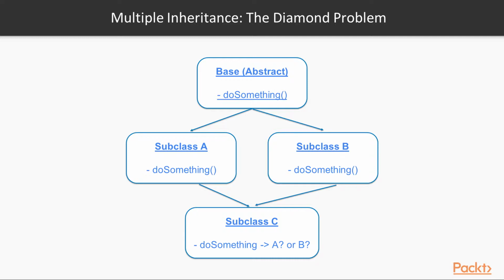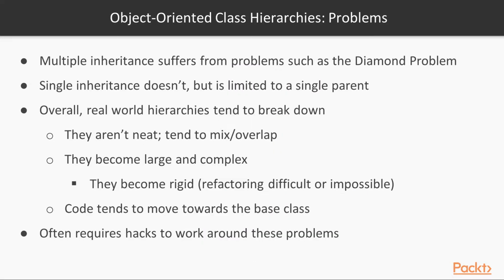Let's summarize the problems we have in total with single and multiple inheritance. There are many points here. We've seen that single and multiple inheritance have issues, but more than that, the attempt to model using a hierarchy often becomes large and complex. In particular, hierarchies become rigid, making refactoring very slow and difficult. We also see a gravitational pull of code towards the base class, and many hacks to work around the quirks of the somewhat artificial hierarchy we build up.